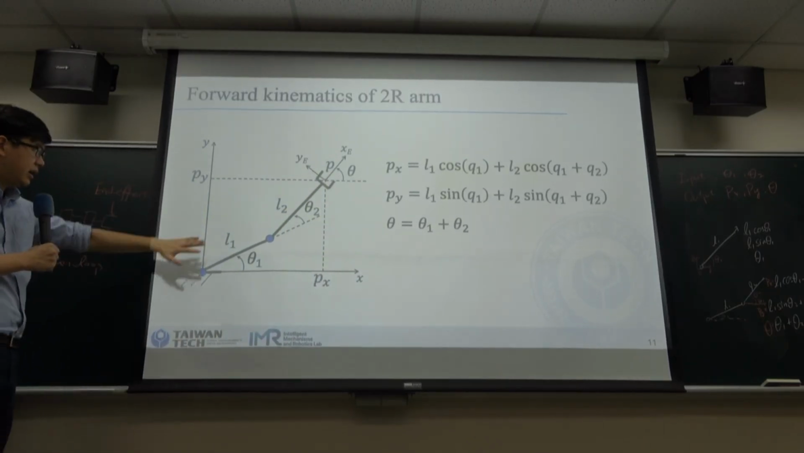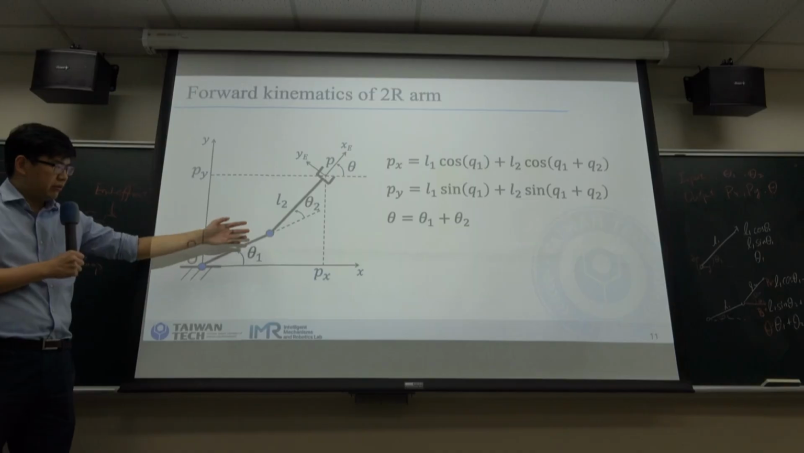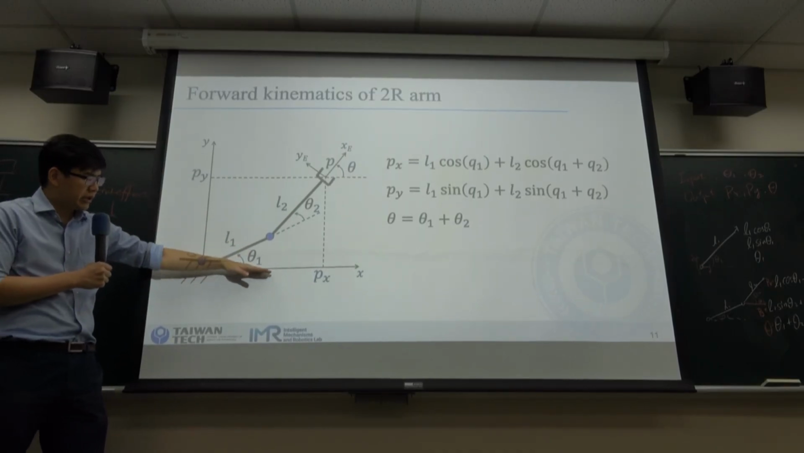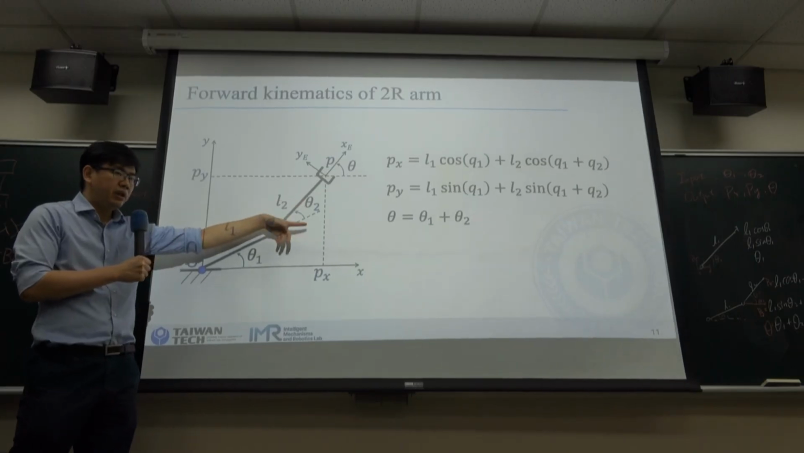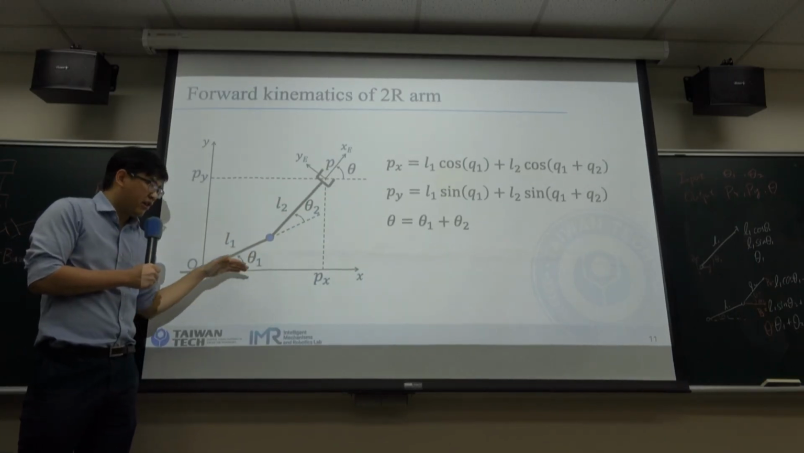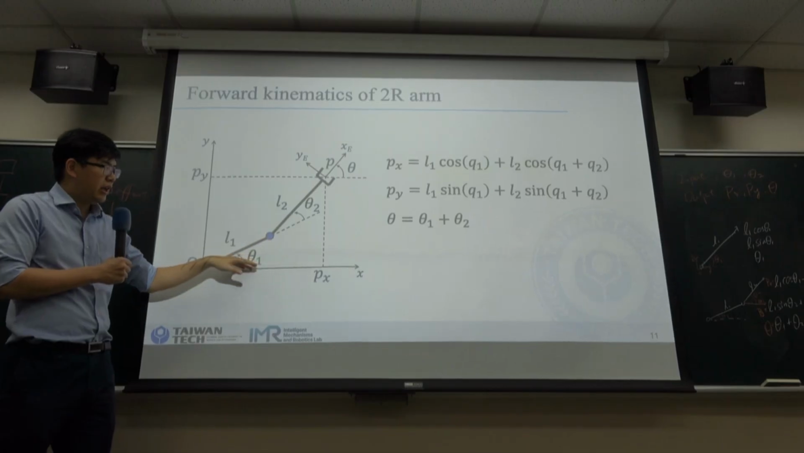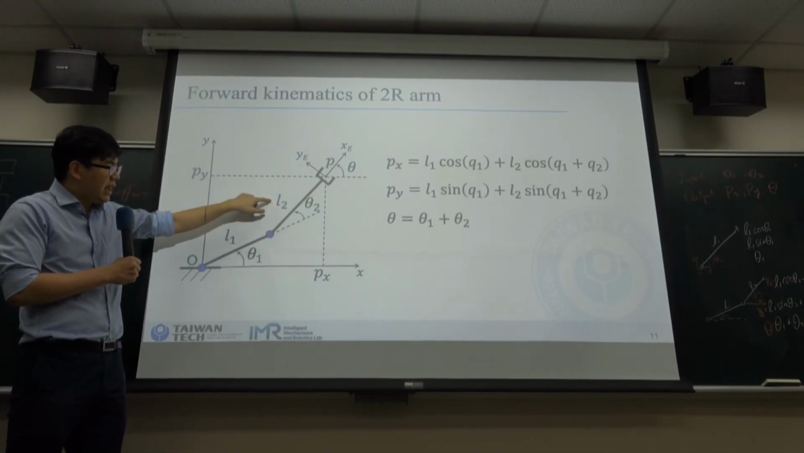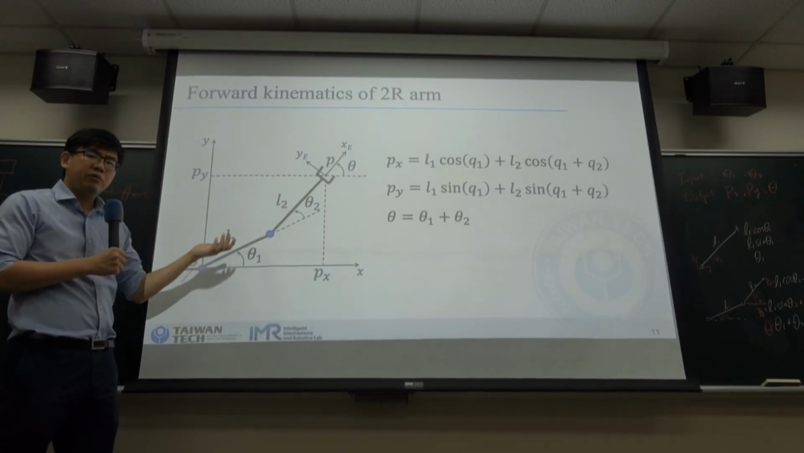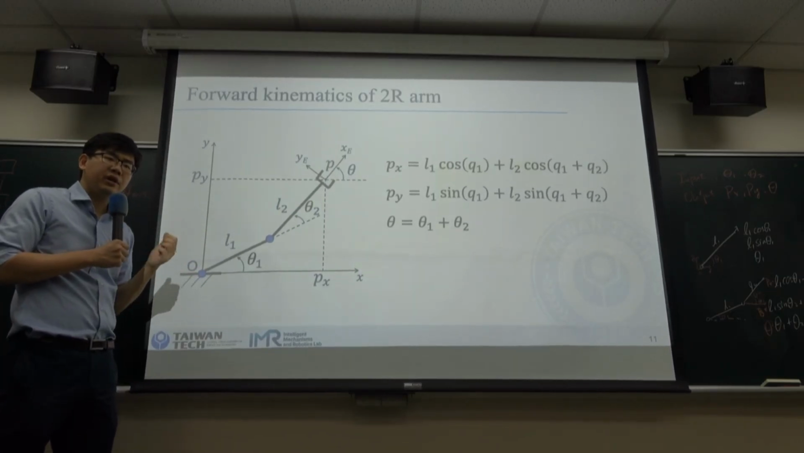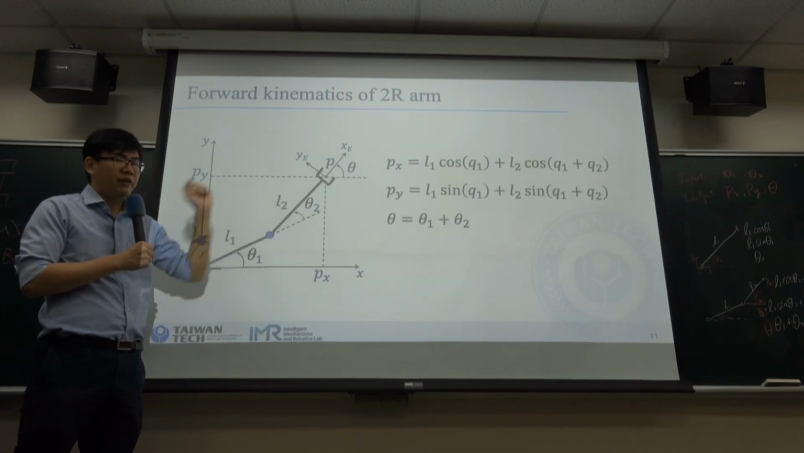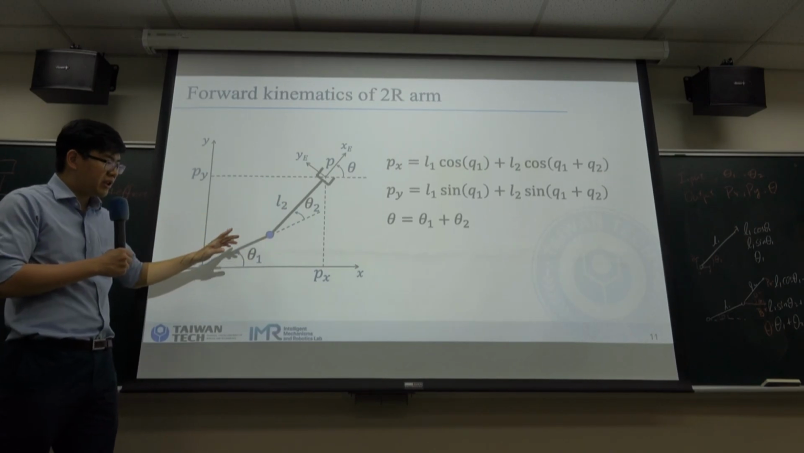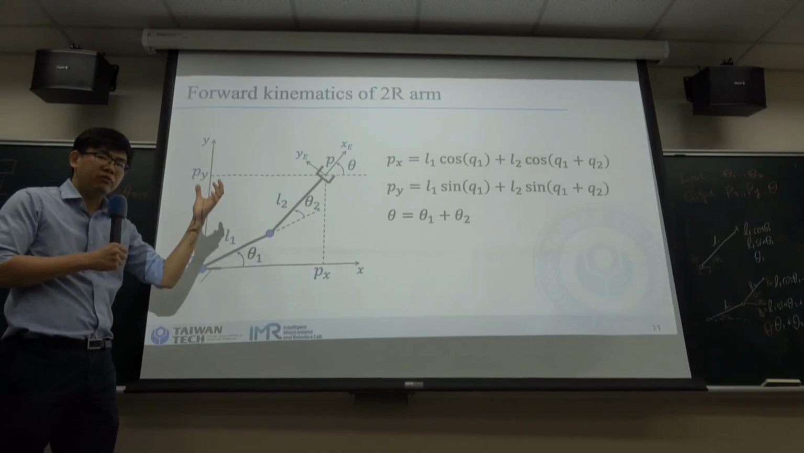So for a scenario, if we are given theta 1 equal to 0 and theta 2 equal to 90 degrees, with these two inputs, we will know that the end effector will be at this position, which we can compute, the position and rotation of the end effector. So if we are given these two inputs, our manipulator will go to that position.